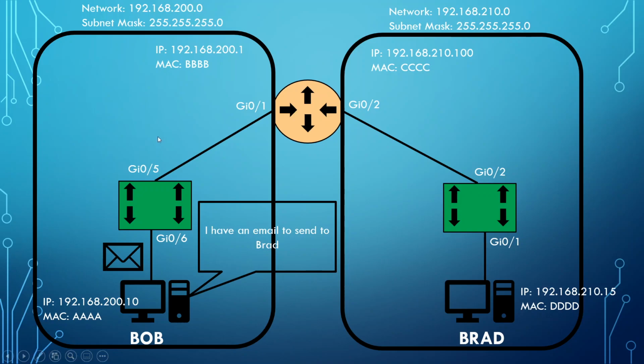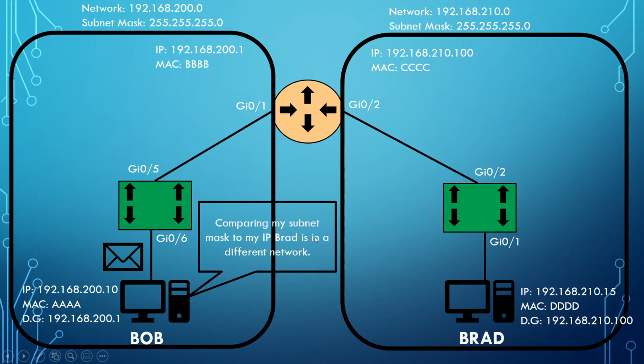So going back to the example, Bob has an email to send to Brad. Bob thinks, let me compare my subnet mask to my IP to see which network Brad resides on. Okay, I know that Brad has the IP address 192.168.210.15. I have the IP address 192.168.200.10. And from my subnet mask of 255.255.255.0, I know that for Brad to be on the same network as me, the first 3 numbers of his IP address have to match.